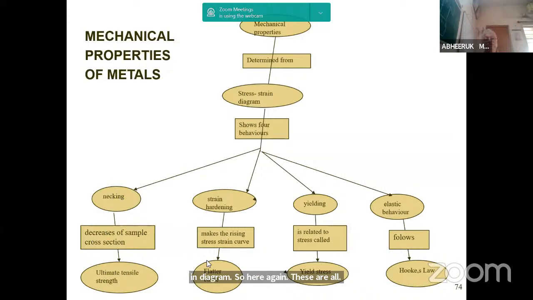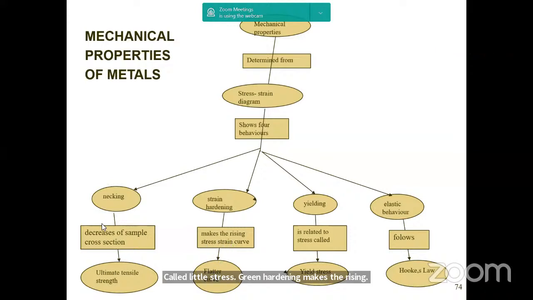I couldn't do it here, so it is not the ideal way. You have to write on this line. Elastic behavior follows Hooke's law. Yielding is related to stress, called yield stress. Strain hardening makes the rising stress strain curve fatter. Okay, so this way it is made.